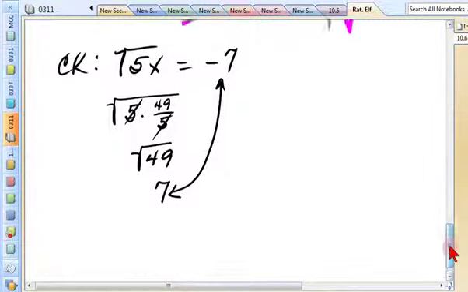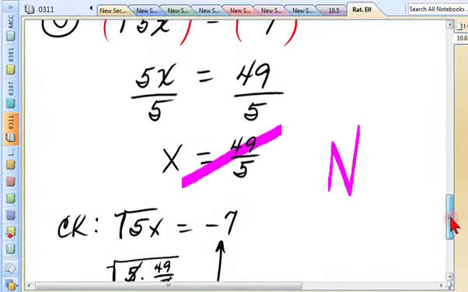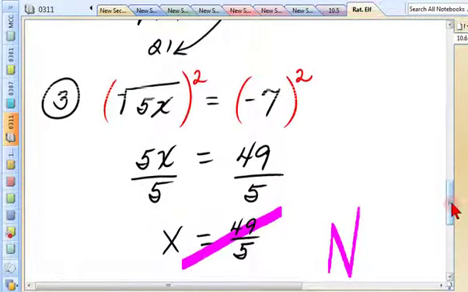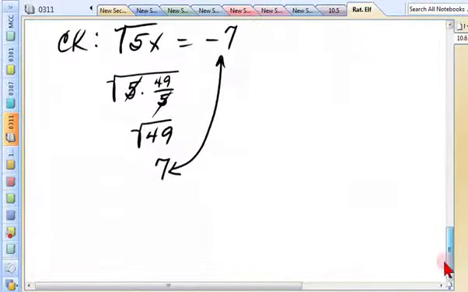There was an indicator that that was going to happen way up in the beginning of the problem. Can the positive square root of a number equal a negative quantity? No. So maybe you could see it early. Just be careful, though. Sometimes it's safer just to do the whole thing. All right, number 4.